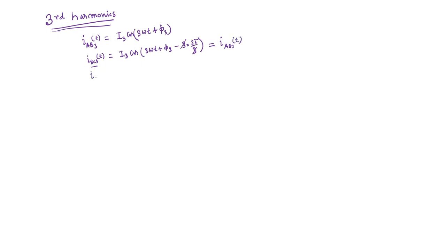Similarly, i_CA3(t) would be equal to I3 cos(3ωt + φ3 ...), where φ3 is the angular difference between the voltage and the current drawn by this TCR, plus or minus 3 multiplied by 4π/3. You can make it plus 3 multiplied by 2π/3, or minus 3 multiplied by 4π/3. Both results will be the same. This will also be identical with i_AB3(t).